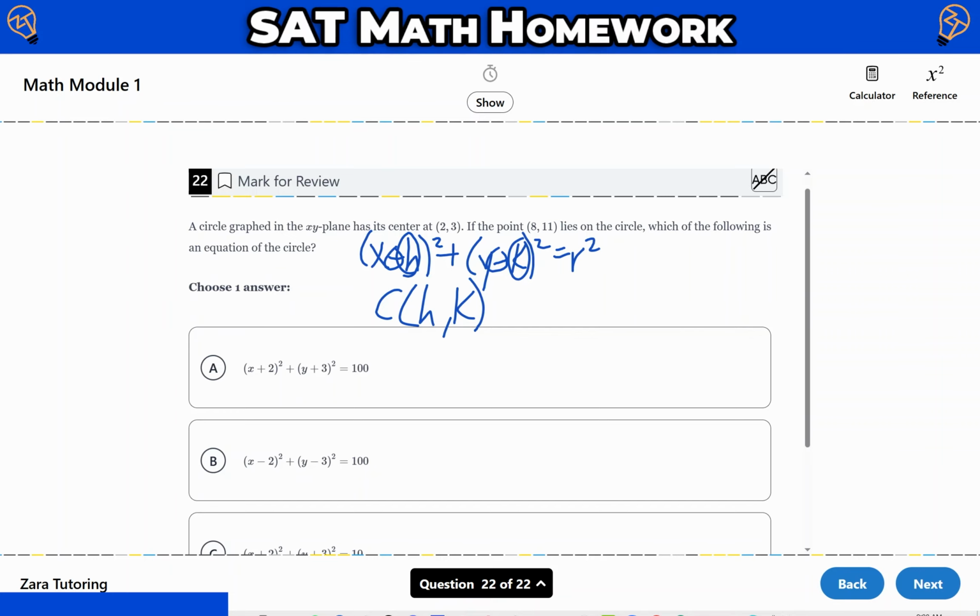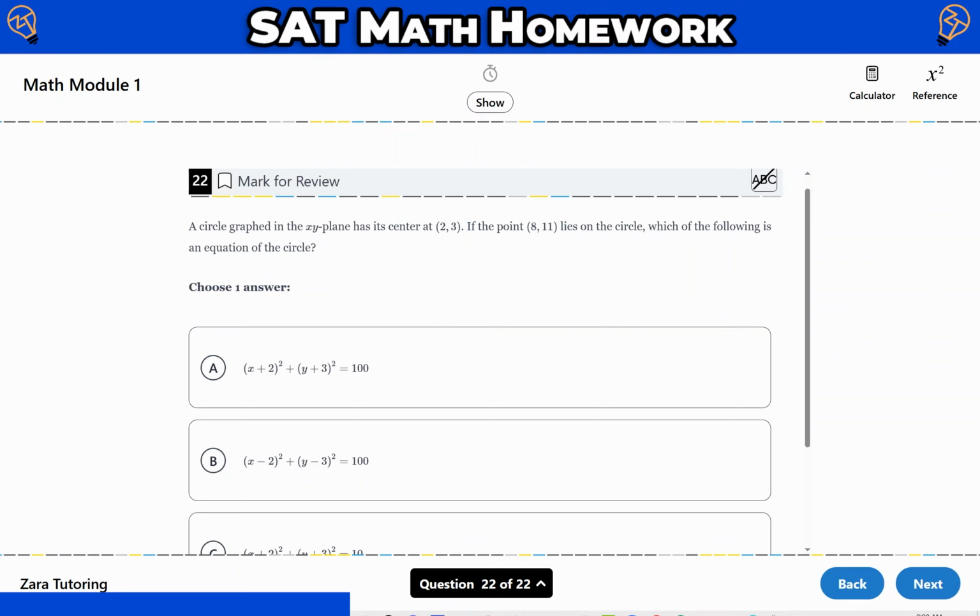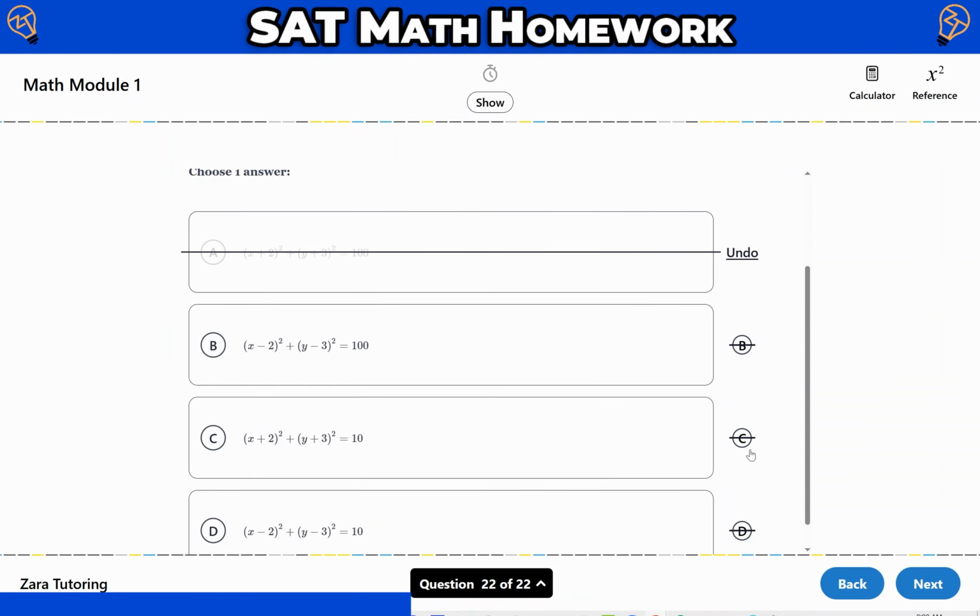you're always taking the opposite of each of those coordinates. So the fact that they tell us the center is (2, 3), we know we can start the process of elimination by making sure that the correct answer is going to have -2, -3, and we can go ahead and eliminate all the other ones. So let's eliminate if we don't see -2, -3. We don't see it there. We don't see it there. So now we have a 50-50 chance here.